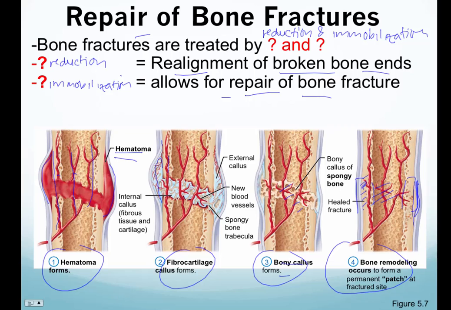So hematoma, fibrocartilage callus forms, bony callus. So here is bony. Remember, always remember, you have the cartilage and then you have the bone. And then you have bone remodeling. So we take down everything else.